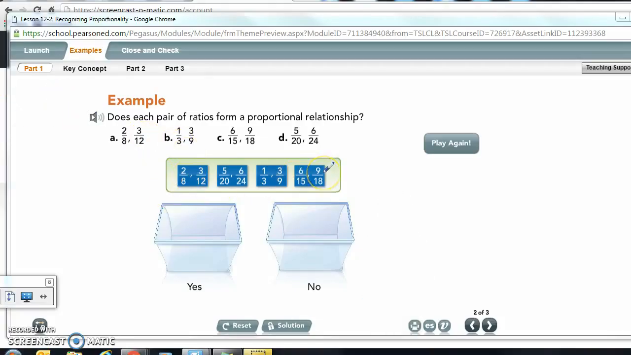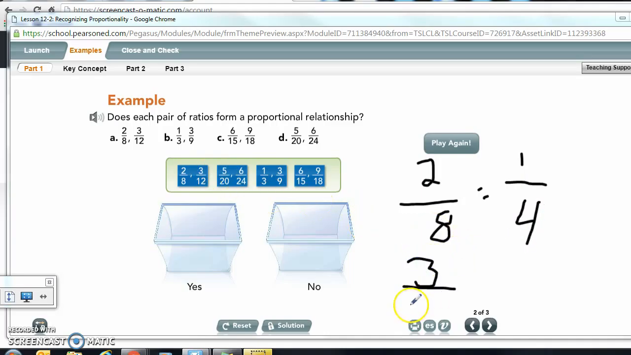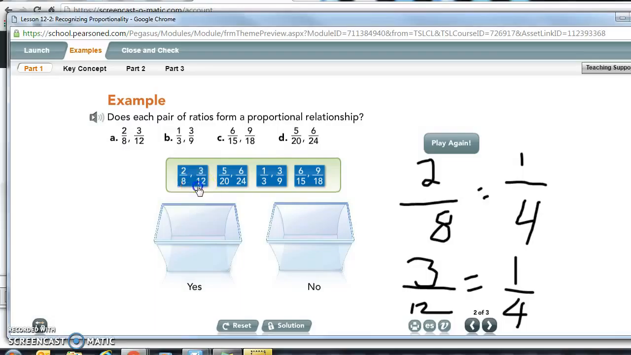If I have 2/8 and 3/12, well, I need to figure out if they will simplify down to the same thing. I know 2 and 8 are both even, so I'm going to divide by 2. 2 divided by 2 is 1, and 8 divided by 2 is 4. What about 3/12? Well, what can come out of 3 and 12? Well, I know 3 can. So 3 divided by 3 is 1, and 12 divided by 3 is 4. Is 1/4 equal to 1/4? Yes. So that means they're going to form proportional relationships.